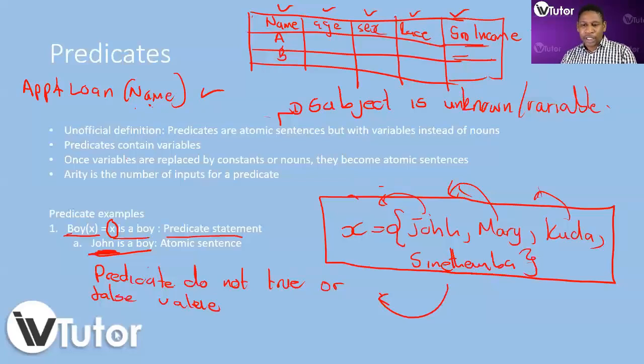Right. Now, you got the first part correct: it does not have a subject. Since it does not have a subject, it is neither true nor false. You cannot really assign a truth value. You are not able to assign a truth value because you do not know who has been approved for loan, or the subject that has been approved for loan. Right. So that is the scenario.